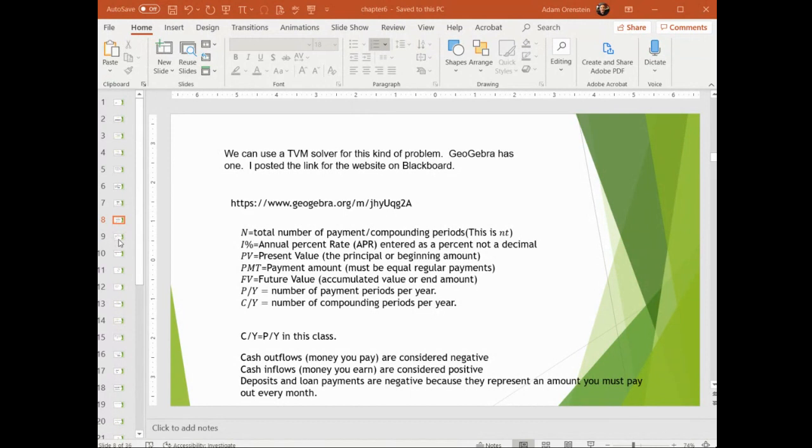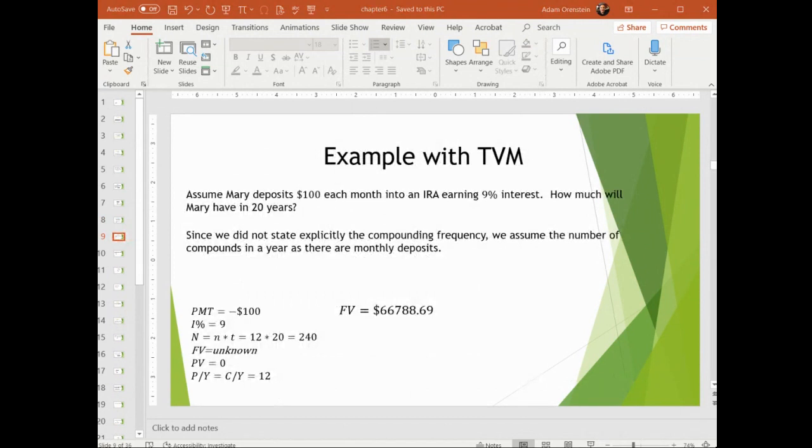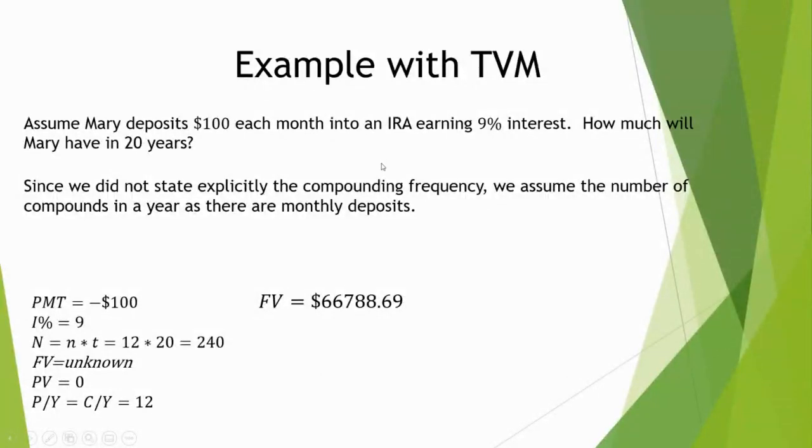All right, let's do an example. I'm going to do an example with that TVM solver. So let's go back to that Mary example where she's depositing $100 into the IRA account. It's earning 9% interest. We want to know how much she's going to have in 20 years. So this is the data that we would put into that solver. Notice that she's making monthly payments of $100. So PMT here is negative 100, as you can see.